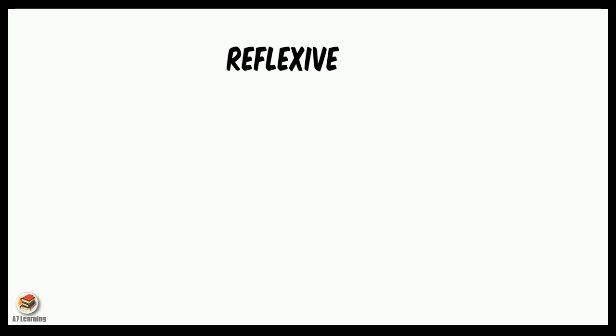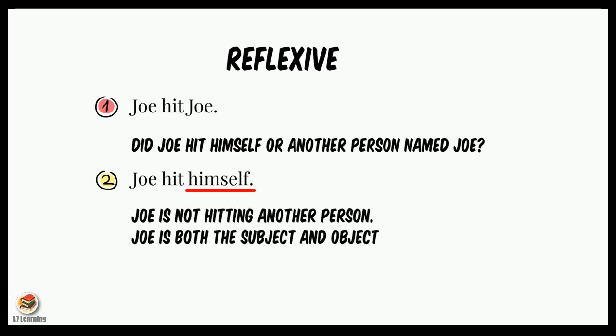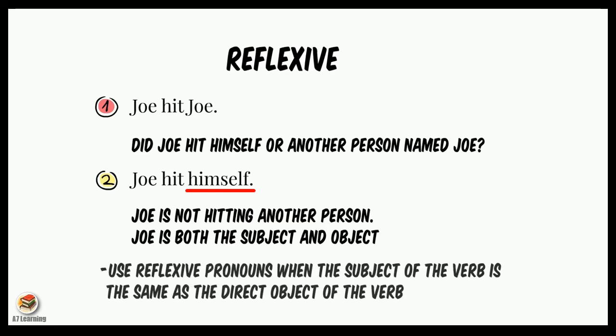Now let's talk about the reflexive pronoun. This one's slightly more exciting than the personal pronoun. Here we have, Joe hit Joe. So the question is, did Joe hit himself or another person named Joe? And here we have, Joe hit himself. With this sentence, it is very clear. Joe is not hitting another person. In this sentence, Joe is both the subject and object. We use reflexive pronouns when the subject of the verb is the same as the direct object of that verb.